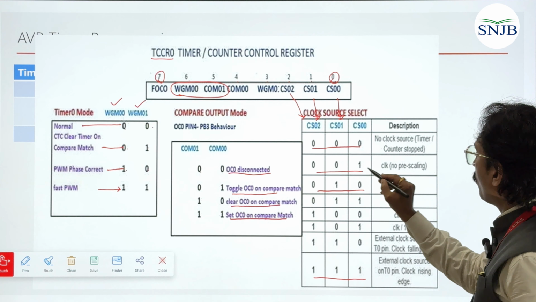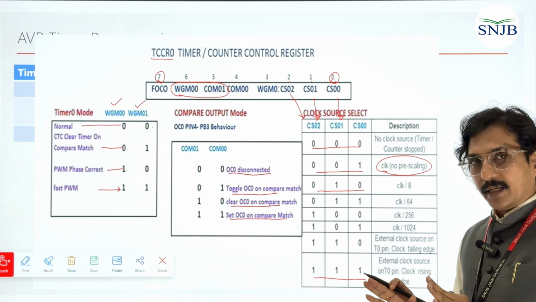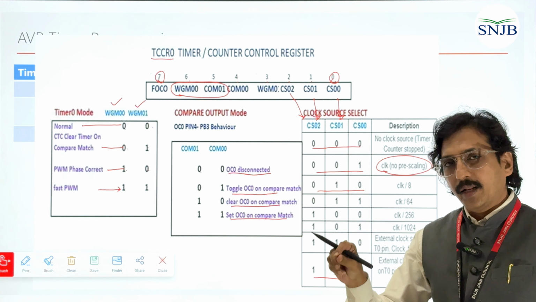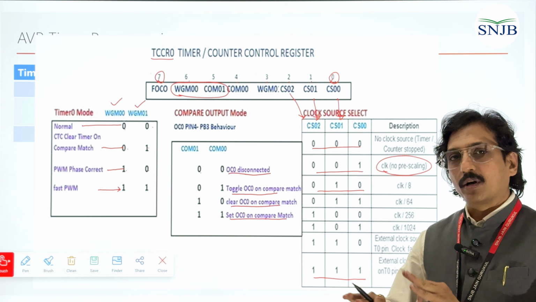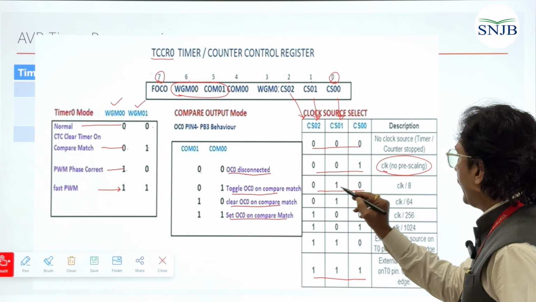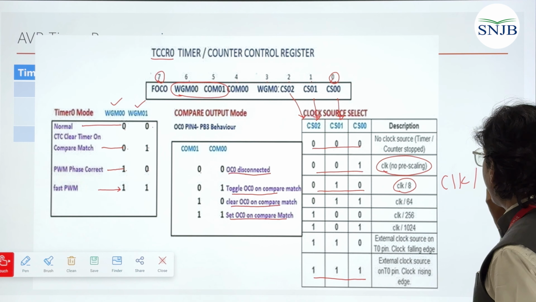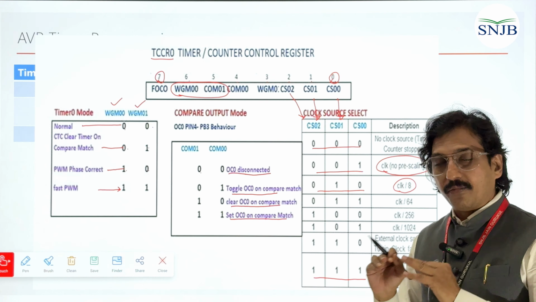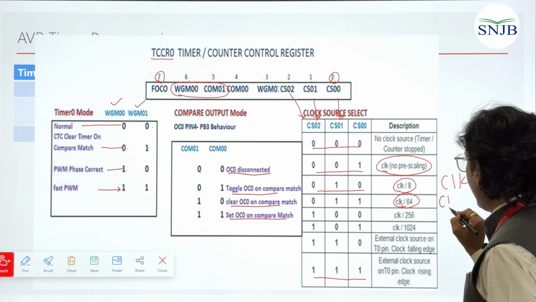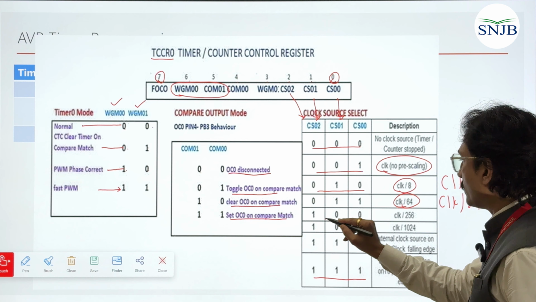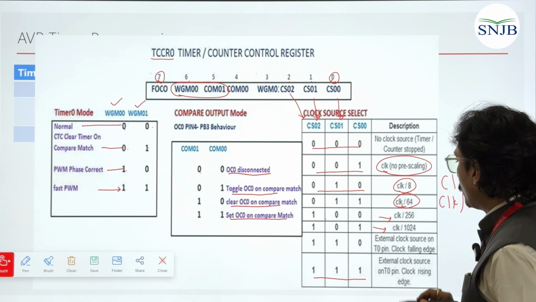When the value is 0 0 1, it means no prescaling. Whatever frequency our microcontroller is operating at, that frequency is directly utilized for generation of the delays. When it is 0 1 0, the clock frequency gets divided: CLK is divided by 8, and that is treated as the reference frequency for that timer. If it is 0 1 1, clock divided by 64. If it is 1 0 0, it is divided by 256. If it is 1 0 1, then it is divided by 1024.